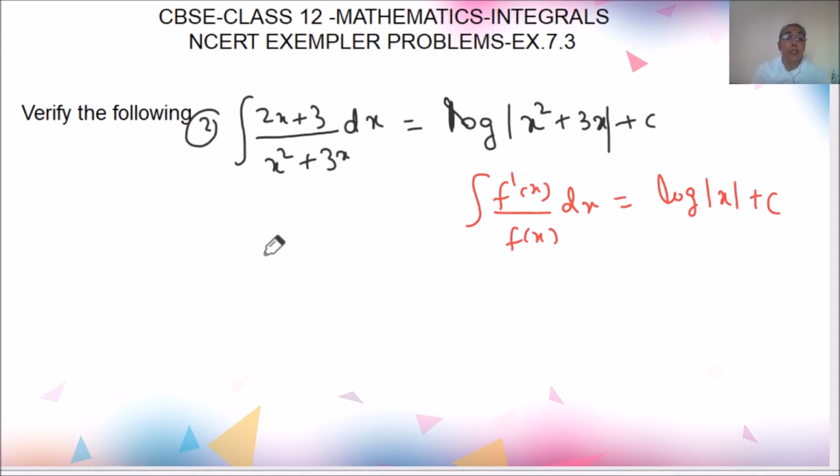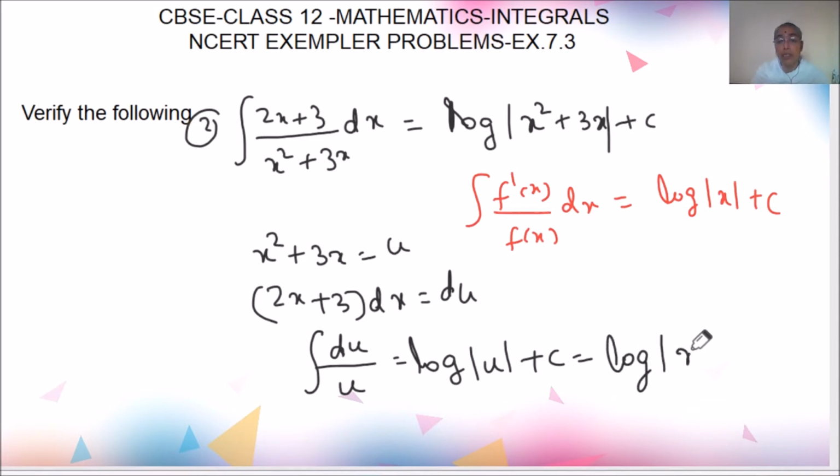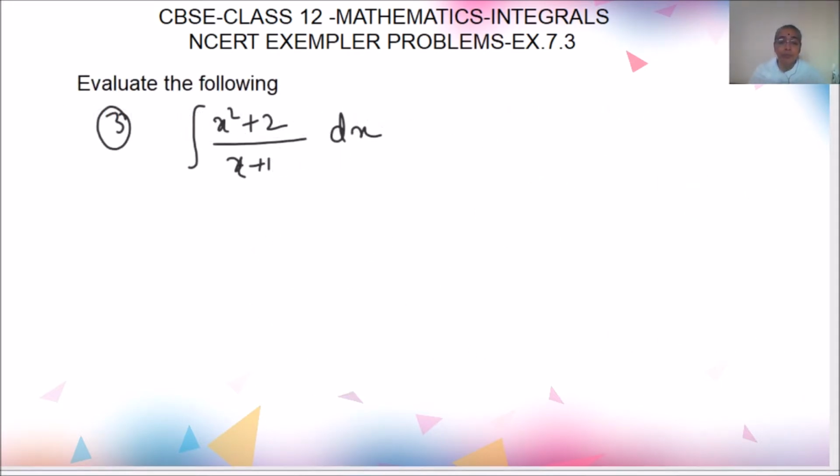Okay, let me substitute x square plus 3x as some u. So x square plus 3x as u, then (2x plus 3) dx is equal to du. Is it the numerator? Yeah, fine. So the given function we can write as integration of du divided by u, which is nothing but log mod u plus c. So what is our u? Log mod u is log mod (x square plus 3x) plus c, which is our right hand side. Is it a very simple one? Yeah, very simple problem.